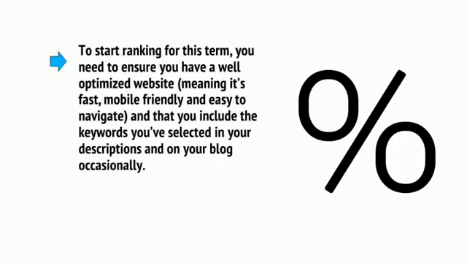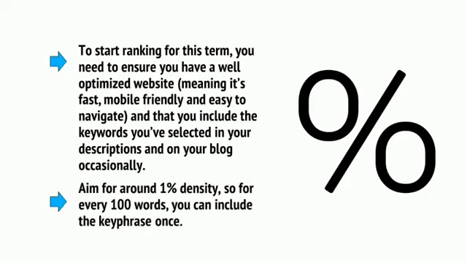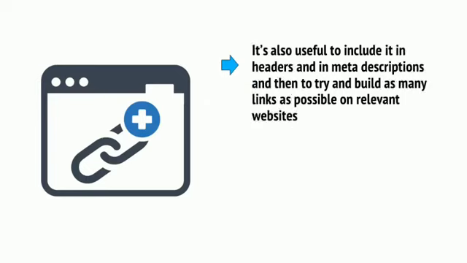To start ranking for this term, you need to ensure that you have a well-optimized website, meaning it's fast, mobile-friendly, and easy to navigate, and that you include the keywords you've selected in your descriptions and on your blog occasionally. Aim for around 1% density, so for every 100 words you can include the key phrase once. It's also useful to include it in headers and meta descriptions, and then to try and build as many links as possible on relevant websites.